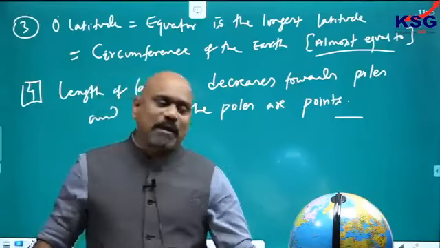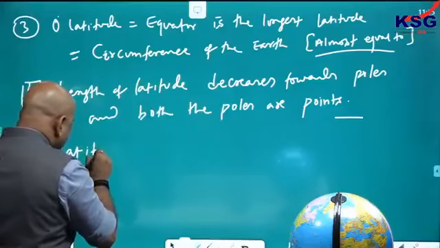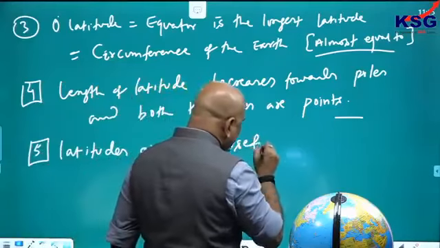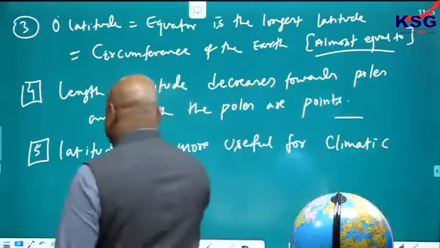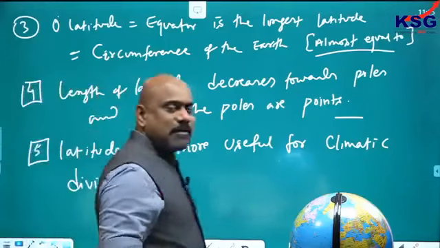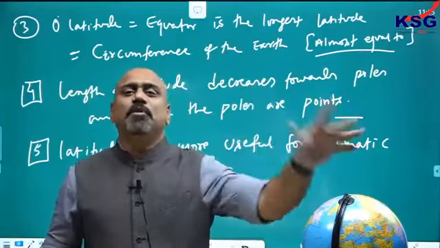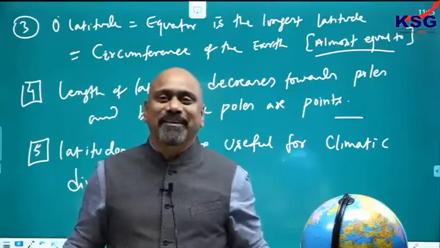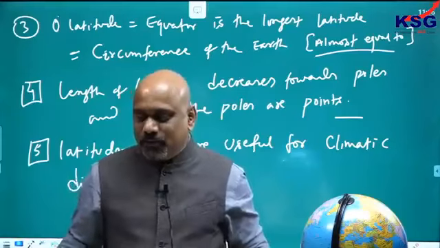Okay. So, next point, latitudes are more useful for climatic division. How is it? Near the equator, it is equatorial climate. Near the pole, it is polar climate. At the Tropic of Cancer, tropical climate. In the temperate zone, temperate climate. Okay.